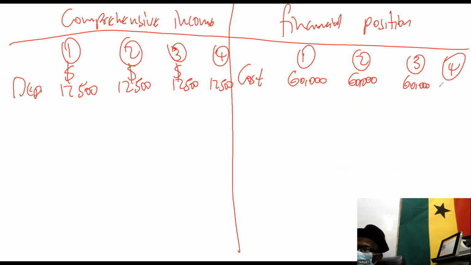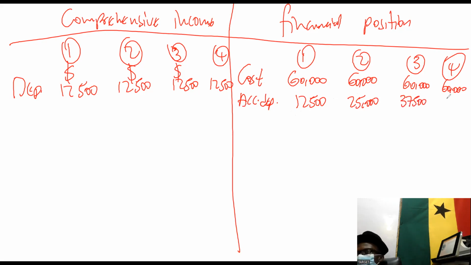So $60,000. Now, help me with the accumulated depreciation. Let's go. The accumulated depreciation will be, first year is $12,500. Second year will be 25,000. Third year will be, then the last year will be 50,000, right?